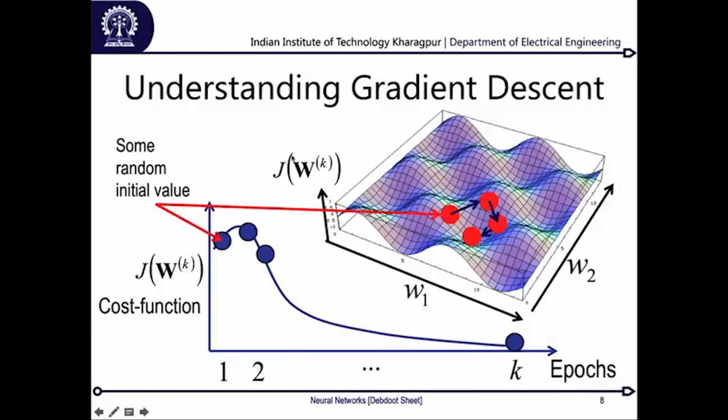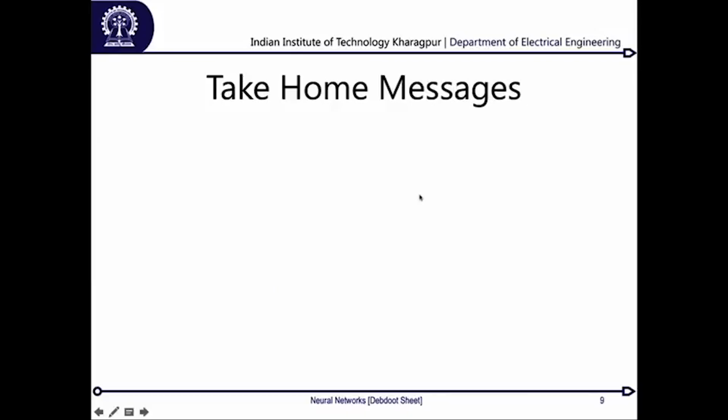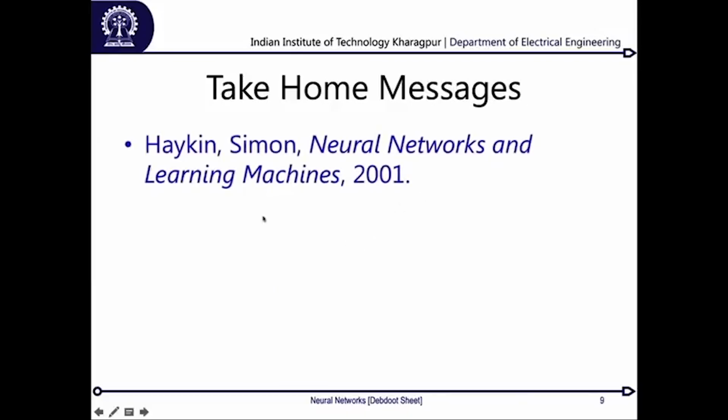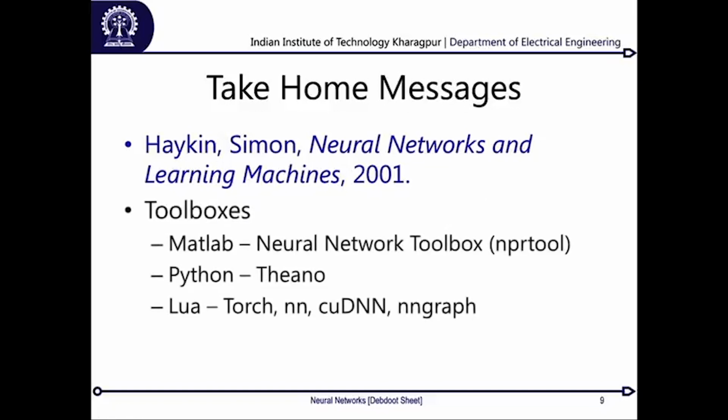Now with that, we are finishing off with the theory, and as a take home message, I have a pointer. You can have a look into this book called Neural Networks and Learning Machines by Simon Haykin, which is a very famous book on neural networks. So please have a look through it for understanding theory in much more detail. And if you would like to play your hands around, I have a list of toolboxes. In MATLAB, we have the Neural Network Toolbox. The simple command is nprtool. It's GUI based, and we will be doing the subsequent experiment on this one itself.